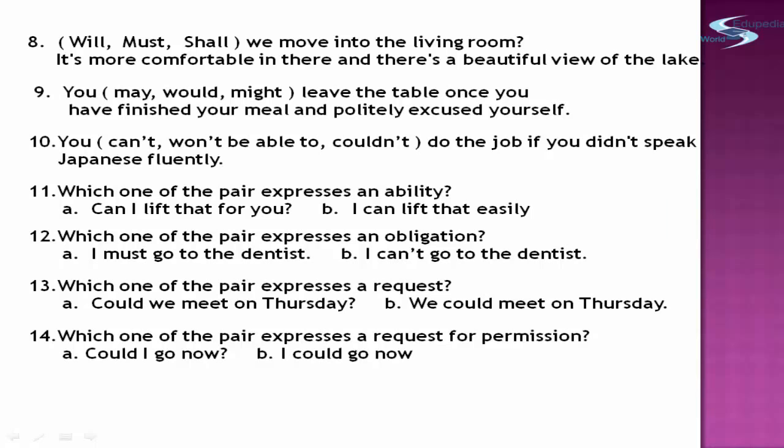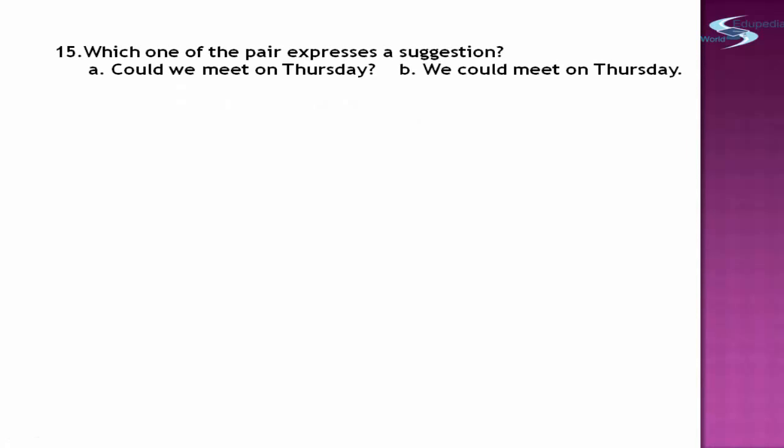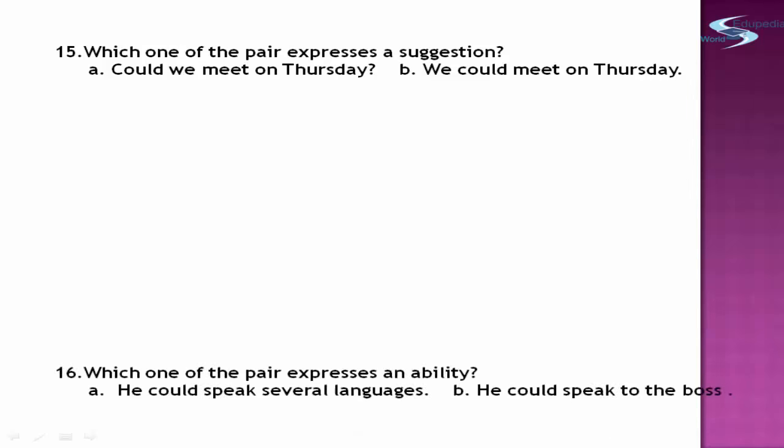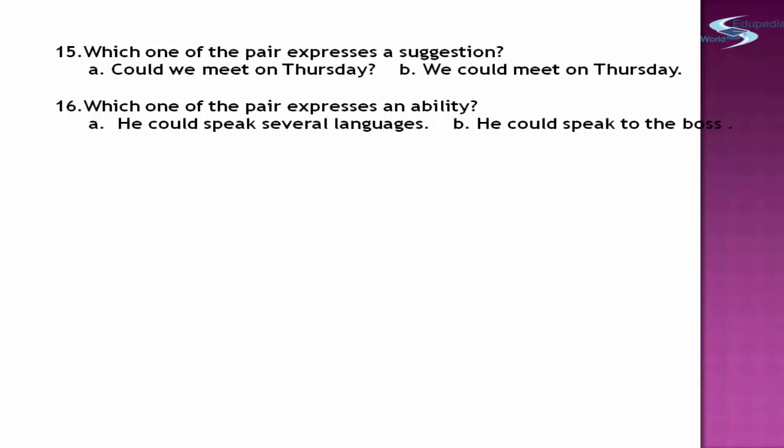14. Which one of the pair expresses a request for permission? A. Could I go now? Or B. I could go now. 15. Which one of the pair expresses a suggestion? A. Could we meet on Thursday? Or B. We could meet on Thursday. 16. Which one of the pair expresses an ability? A. He could speak several languages. Or B. He could speak to the boss.